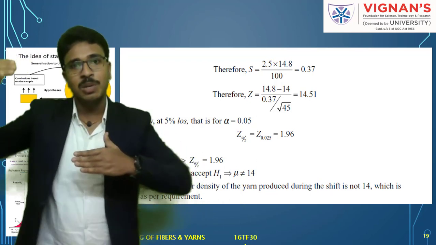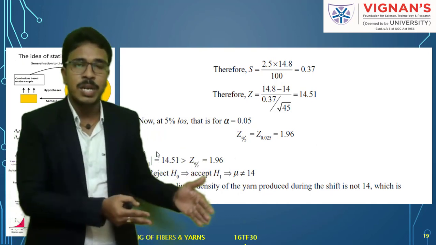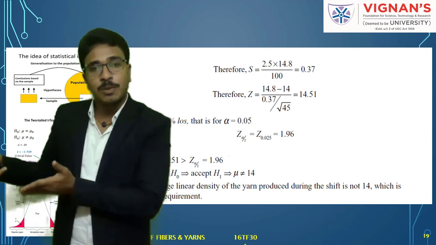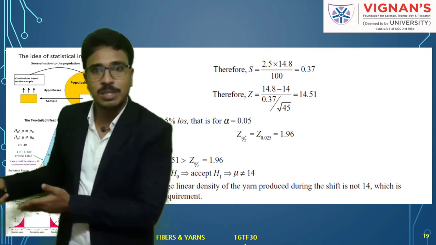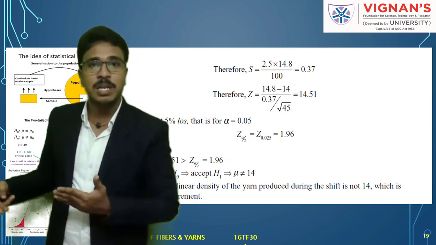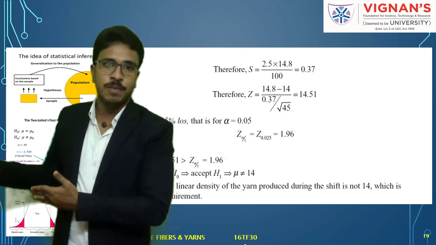So what you can do? You can reject your H0. If you are rejecting your H0, in the sense you are accepting your H1, that is the alternative hypothesis. So what is our assumption related to alternative hypothesis? mu is not equal to 14.